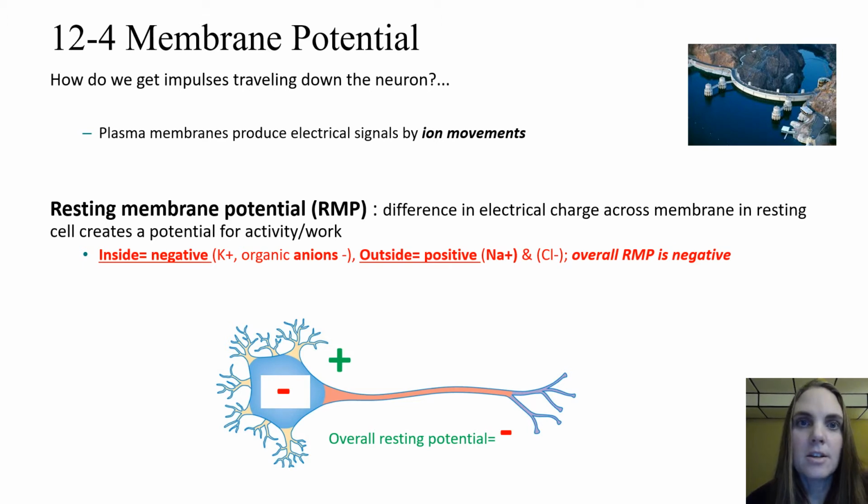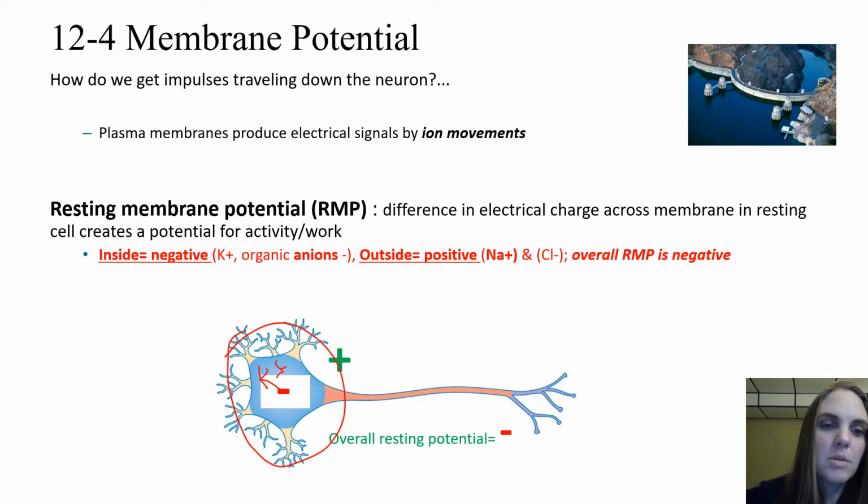Inside our cells, we see an overall negative charge. Inside the cell, we have positive potassium ions, but we also have these large organic anions, which have a negative charge. So inside the cell, we see lots of potassium, but we also have these large anions, which have a big negative charge. So overall, inside the cell, we have a negative charge.